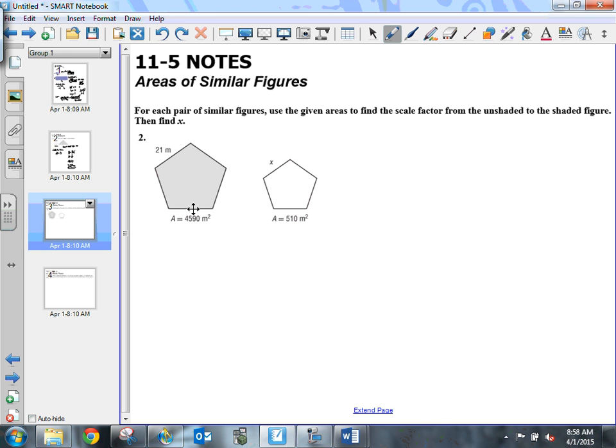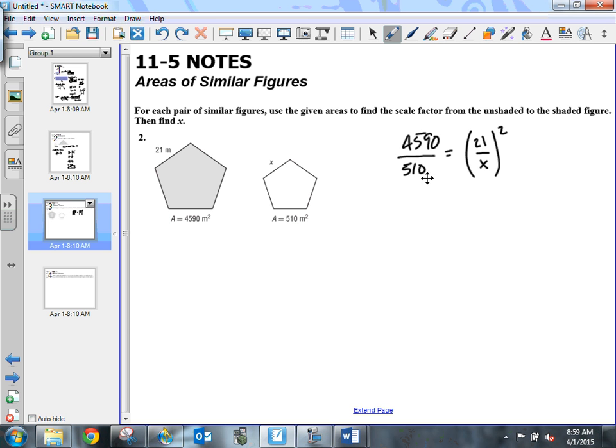But here's the thing I want to write. Okay, I'm going to take the area of the big, or area of the shaded, which is 4590. And I'm going to divide that by 510. Okay, and that's this area divided by this area, and that's going to equal my scale factor, which is 21 over x, that whole quantity squared. Okay, now this is going to get a little rough as far as the algebra goes. The numbers are just pretty big. You're going to need a calculator for this.